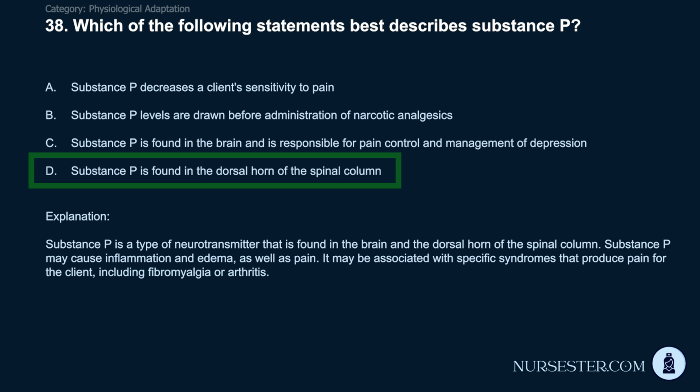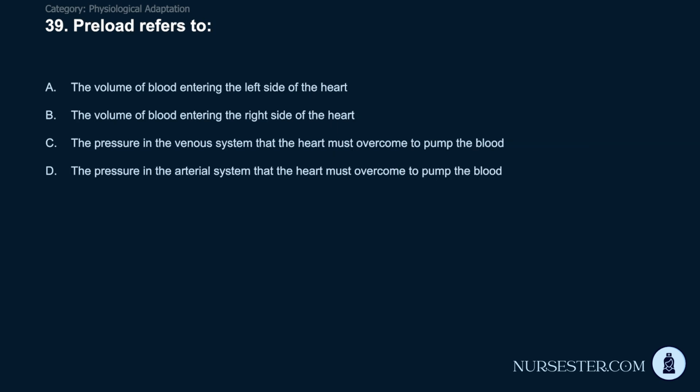Substance P may cause inflammation and edema, as well as pain. It may be associated with specific syndromes that produce pain for the client, including fibromyalgia or arthritis.